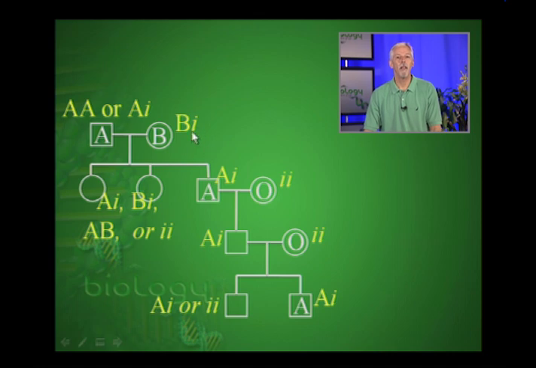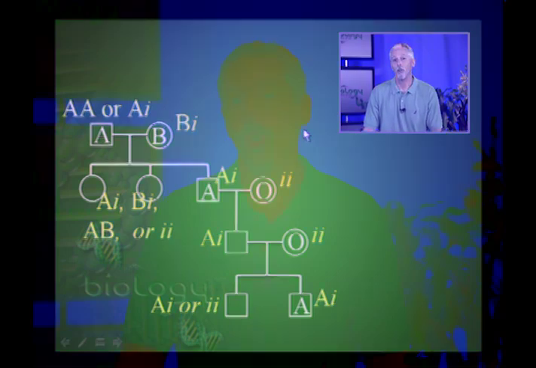So given that this person is type B and could either be BB or BI, and given that this person is type A, meaning AA or AI, that means that the A allele had to come from this parent. And then if this parent had passed on a B allele, this person would be type AB. So the I allele had to come from this parent. So that means this individual has to be AI, and then this individual has to be BI. Okay, so I hope that clarifies it a little bit. Again, I think I was assuming a little too much in the module.